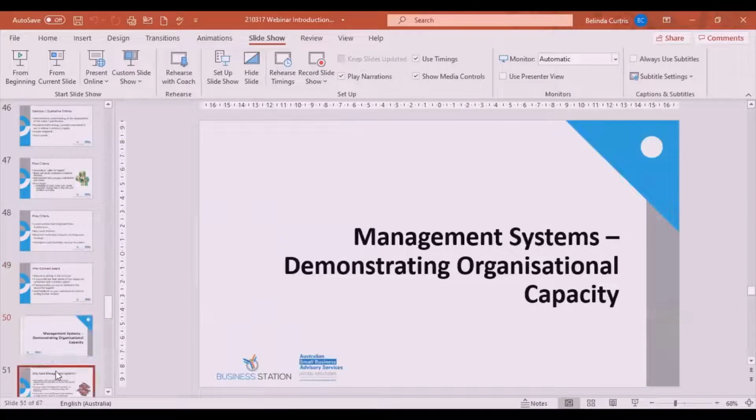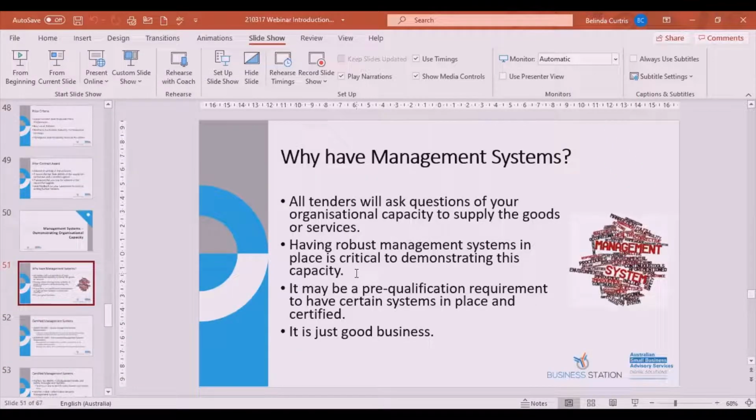What I just want to touch on now is how you can demonstrate your organisational capacity. And here I talk about management systems, so quality, environment, safety, and the like, because you will get questions about this in the tender. So all tenders are going to ask questions on your capacity to deliver the goods and services. Having management systems in place is critical to demonstrating that. It could be a pre-qualification requirement to have an ISO 9001 quality management system certified. It's rare, but they'll certainly ask you the question: do you have a system consistent with these standards?